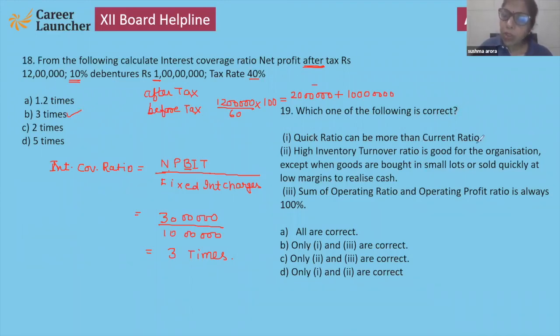Now, which one of the following is correct? Quick ratio can be more than current ratio. High inventory ratio is good, except when goods are bought in small lots or sold quickly at low margins to realize cash. And third, the sum of operating ratio and operating profit ratio is always 100. Yes, children, note down this one, because this question has come in CBSE many times in different ways, by giving numericals as well. Operating ratio and operating profit ratio, when we add these, will be equal to 100.